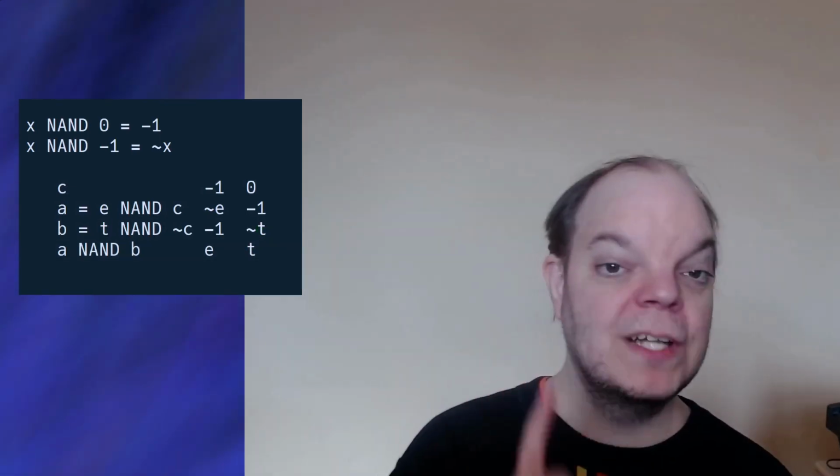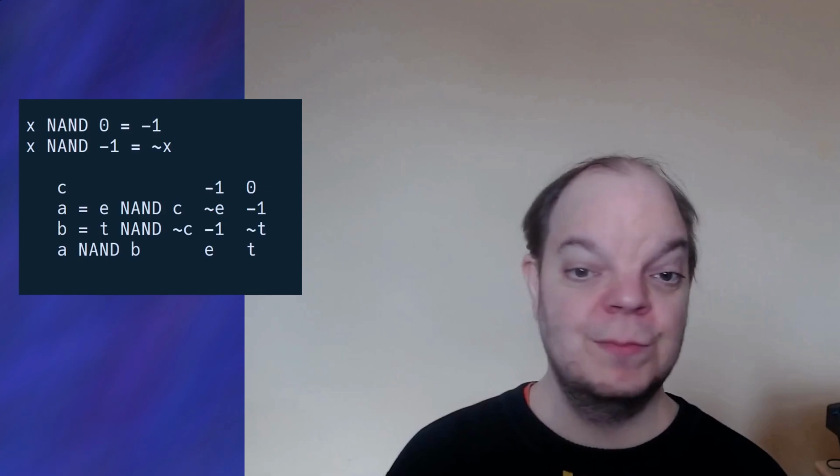We end up getting t. And voila, we have exactly what we wanted, right? If c is equal to -1, then the value was 0, we want the else branch, so e. And if c is equal to 0, so the input value was not 0, then we want the then branch, t.